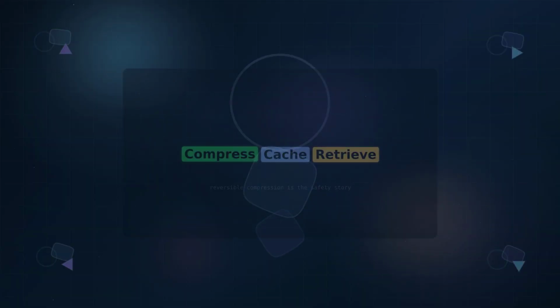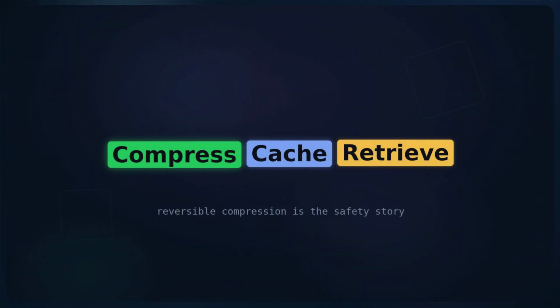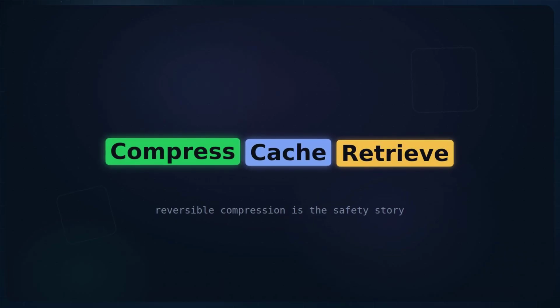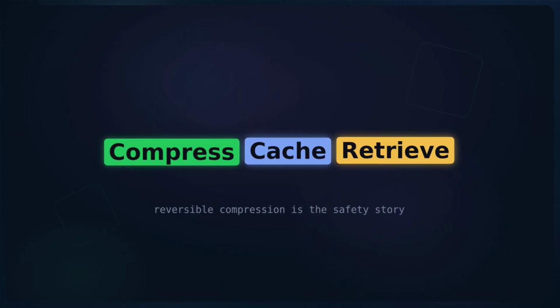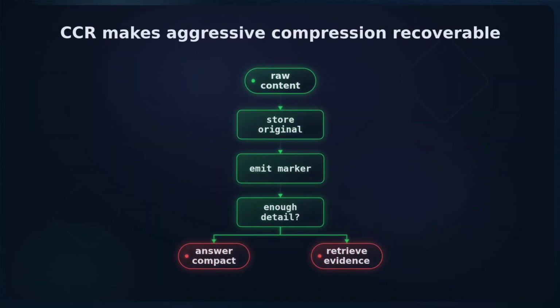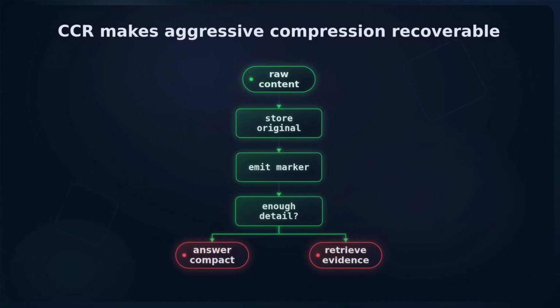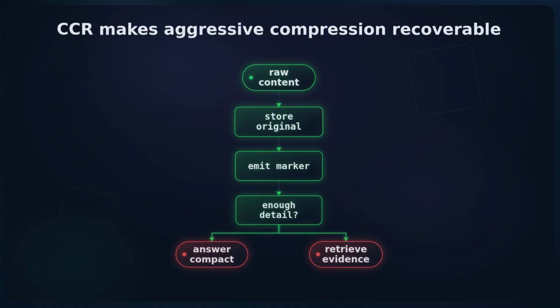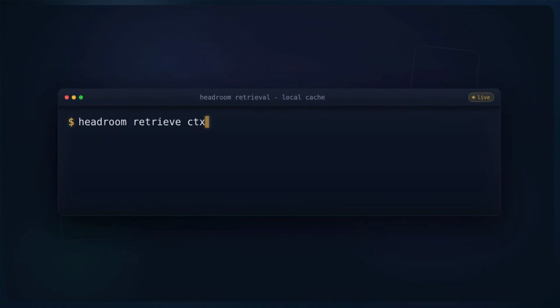Aggressive compression without recovery is a gamble. It saves tokens right up until the missing detail was the entire answer. Headroom's safety story is CCR, which stands for compress, cache, retrieve. When content is compressed, the original is stored locally, and the compressed output carries a reference. If the model can answer from the compact view, the system wins immediately.